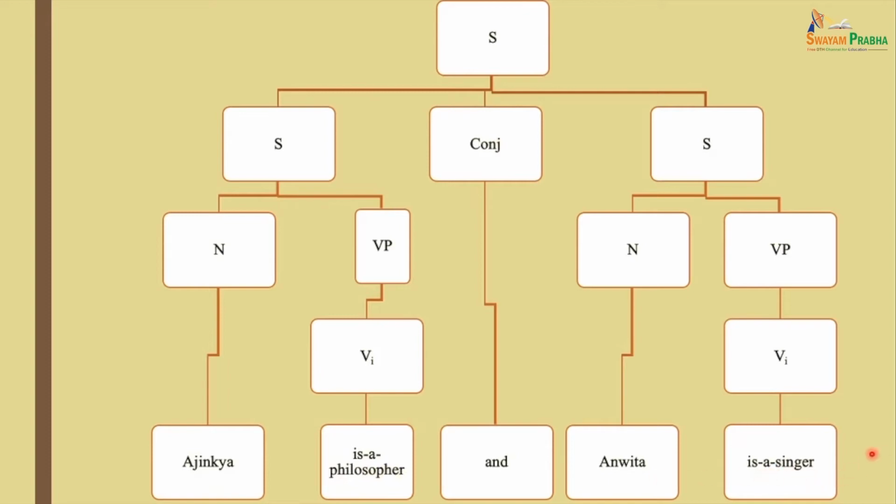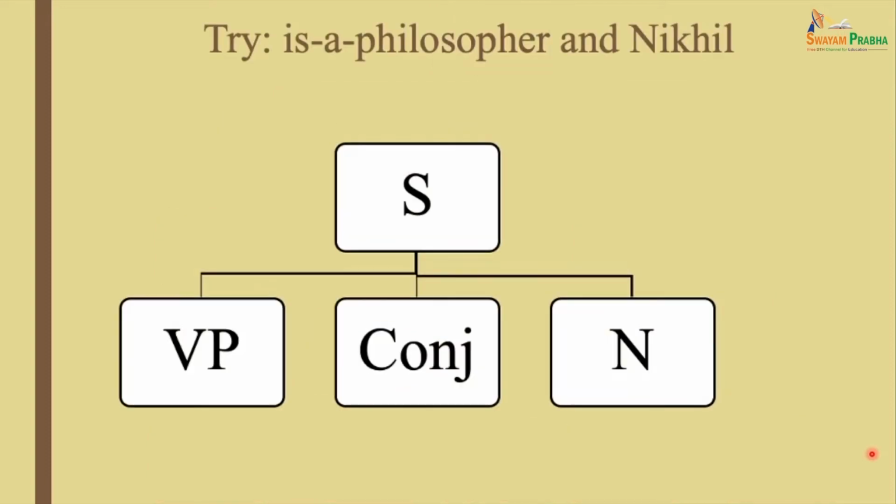So the grammatically correct sentences you can think of can now be generated by this very simple phrase structure grammar. But what about sentences that should not be generated? Now, we will see that sentences that should not be generated cannot be generated. Try this: "Is a philosopher and Nikhil", which is rubbish. It's not a sentence. We understand it's ungrammatical. We will see very happily that this cannot be generated by our phrase structure grammar.